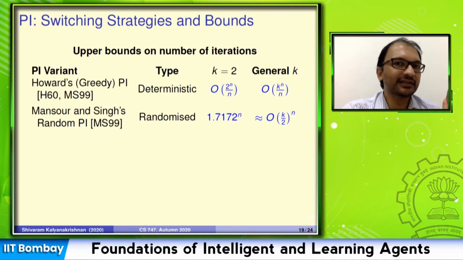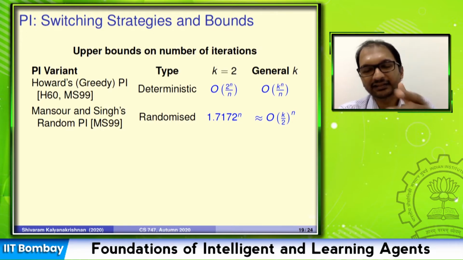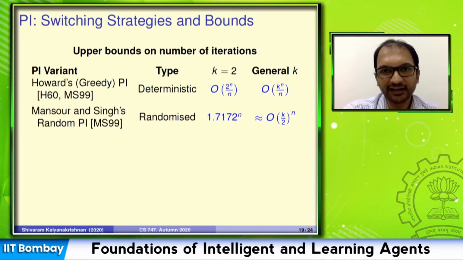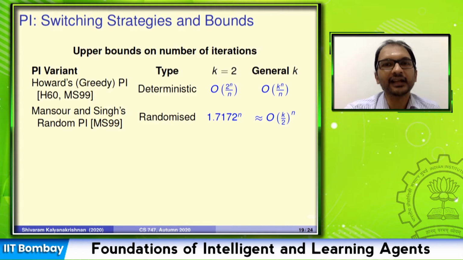You'll never visit every policy twice, so you can't visit more than 2 to the n policies. But they showed that you'll actually do a little bit better, right? You won't visit more than 2 to the n divided by n. And this also translates to general k action MDPs, when k can be greater than or equal to 2. The random policy iteration algorithm that they specified does better.